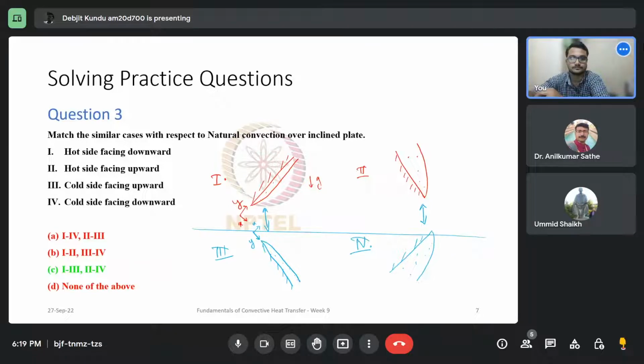Correct. But can we say that in the first and third case, the average heat transfer coefficient will be the same? It would be similar, yeah, given the temperature differences are the same and all other material properties are the same. If the temperature difference is the same and the dimensions of the plates are the same, then the heat transfer coefficient will be the same. The same will be the case in 2 and 4 also, just that the direction of heat transfer would be different.